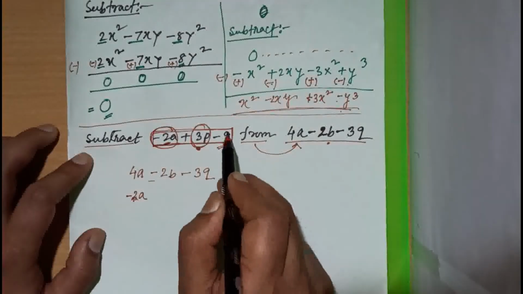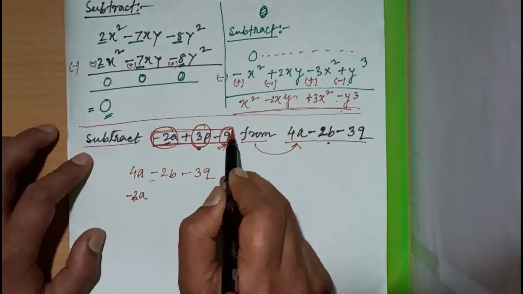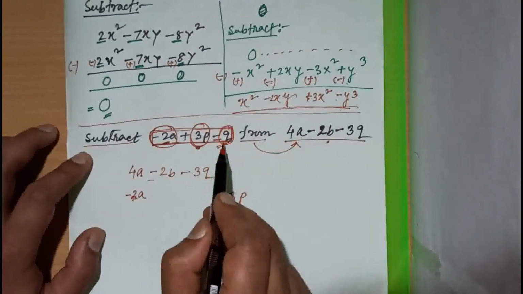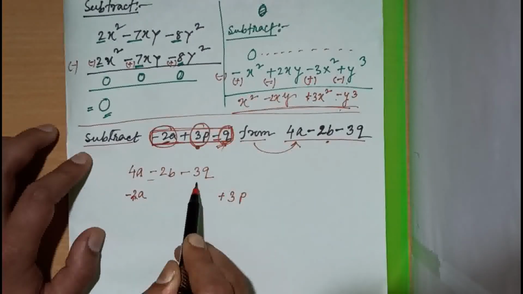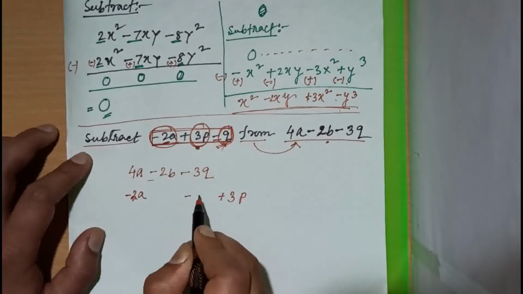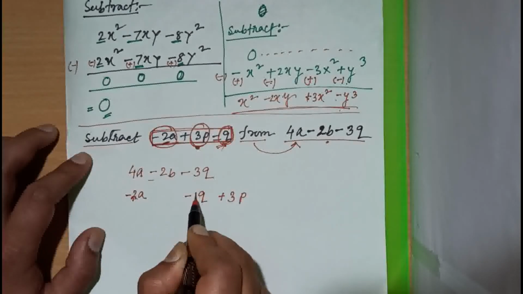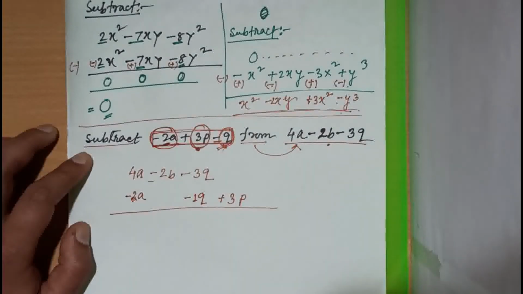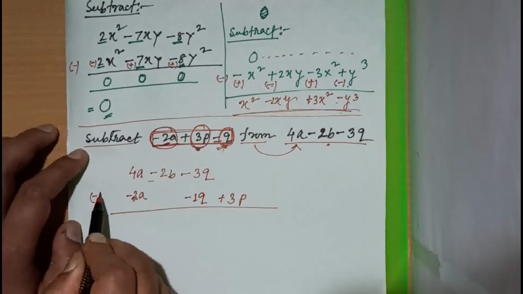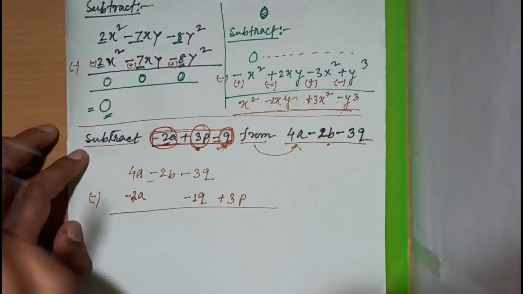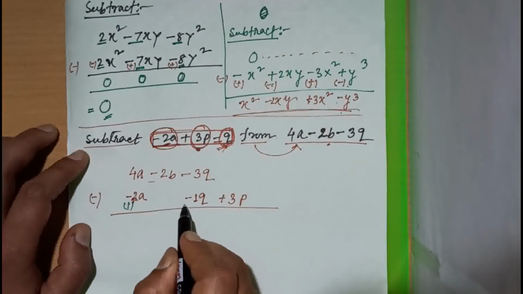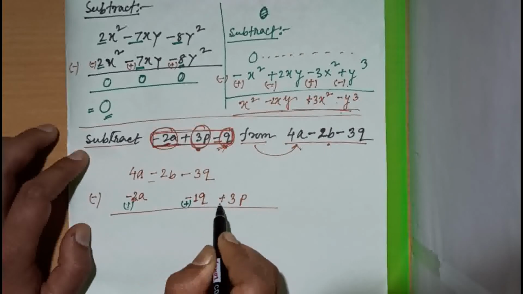Now what is this? Q. This q is negative q, and the like term is this one. I'll just put q here, and you can put 1 also. Now you just subtract it. Whenever you subtract, all the signs will change. This will become positive, this will also become positive, and this will become negative.